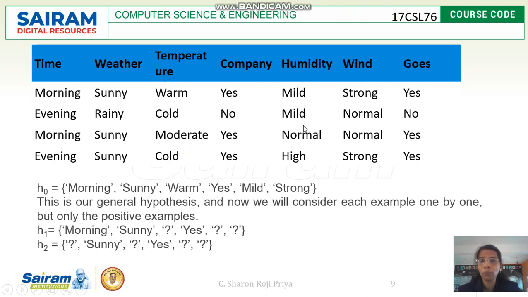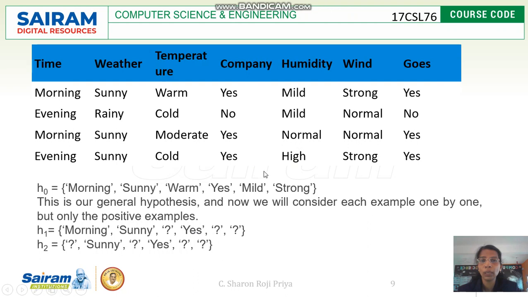Moderate or warm, but both are positive examples. So I'll put a question mark. It can be of anything, a general hypothesis, right? Next attribute is yes. In the hypothesis also it is yes. So here it is yes.